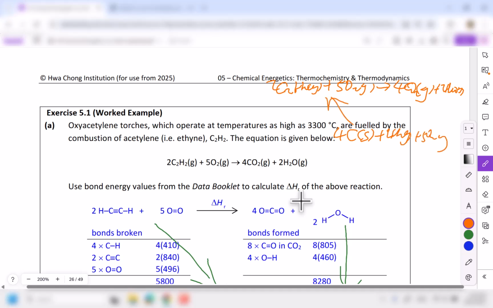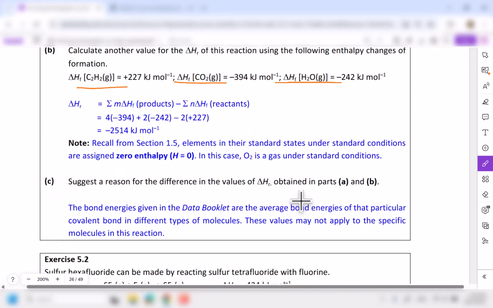Okay, so this is the formation. I'm going to write down, this will be the enthalpy change of formation of acetylene. So 2 times enthalpy change of formation of acetylene. And then for oxygen will be 0. And then this will be 4 times enthalpy change of formation of CO2 and 2 times enthalpy change of formation of H2O gas. So make sure that it's gas that you are writing and not liquids. So that's why you have summation of this minus that. So you get negative 2514 kilojoules per mole.